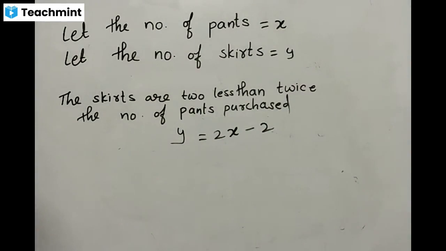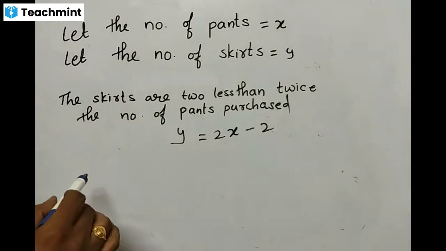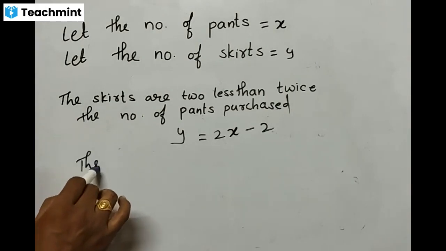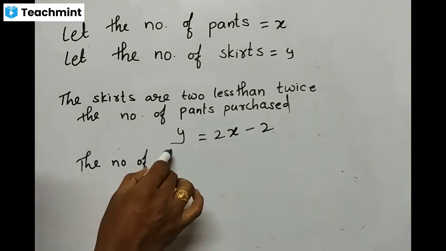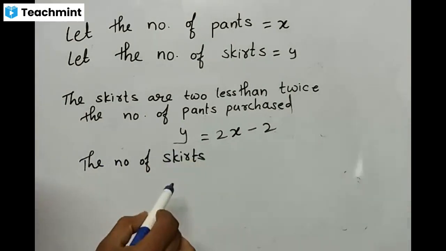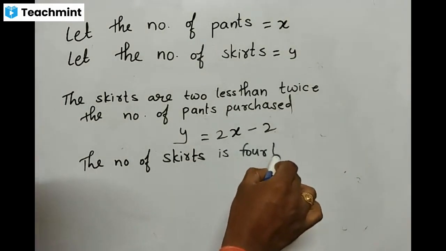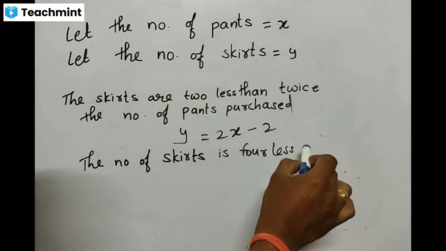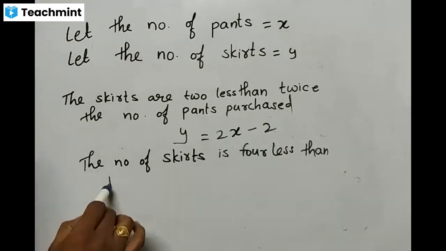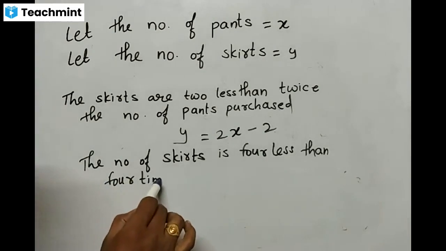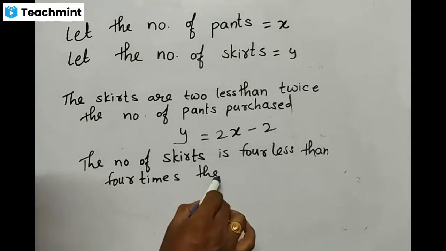Next condition. Next, what she was saying. Also, the number of skirts is 4 less than 3 times the number of pants purchased. This is the second condition. Number of skirts equals 4y minus 3. The skirts are 4 less than 3 times the number of pants purchased.